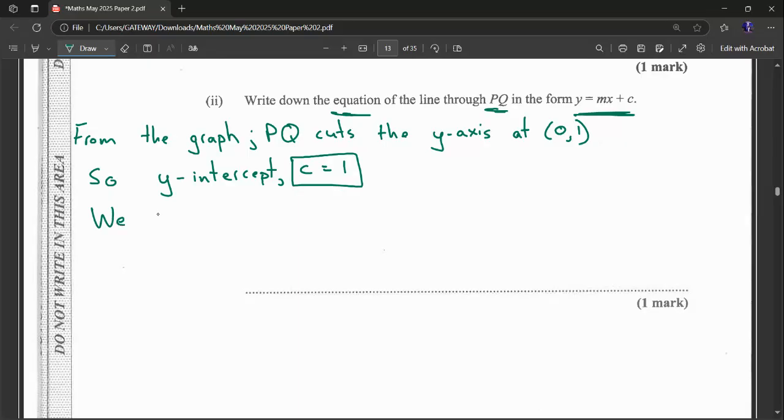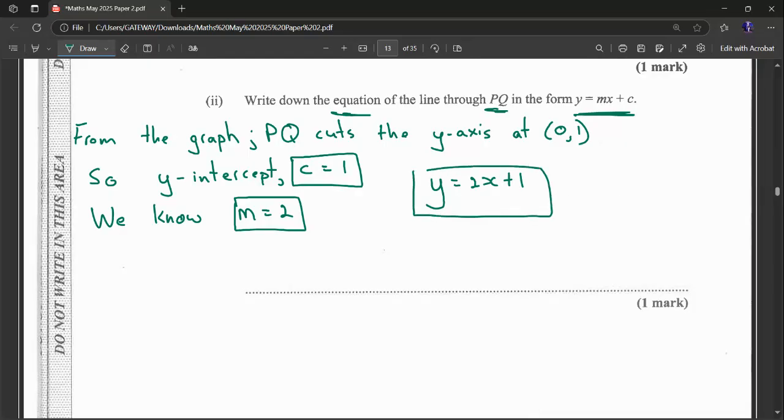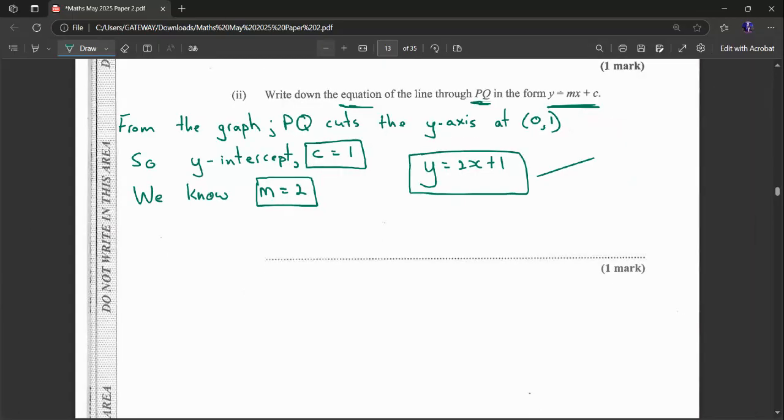We know that M, which is the gradient, is equal to 2. So we know M is 2, we know C is 1. So plugging that into the general equation form there, now we have y is equal to 2x plus 1. And that is the equation of the straight line here. Simple as that. Right? Let's move on to the other parts now.